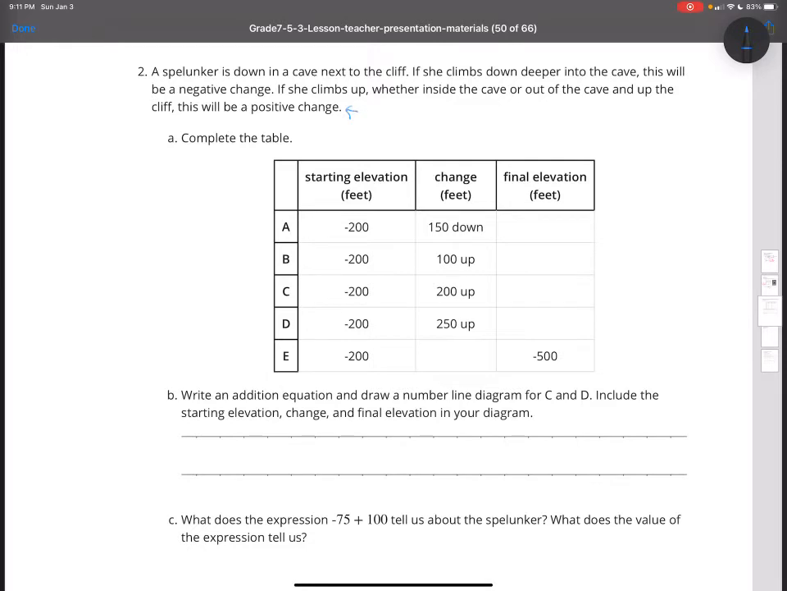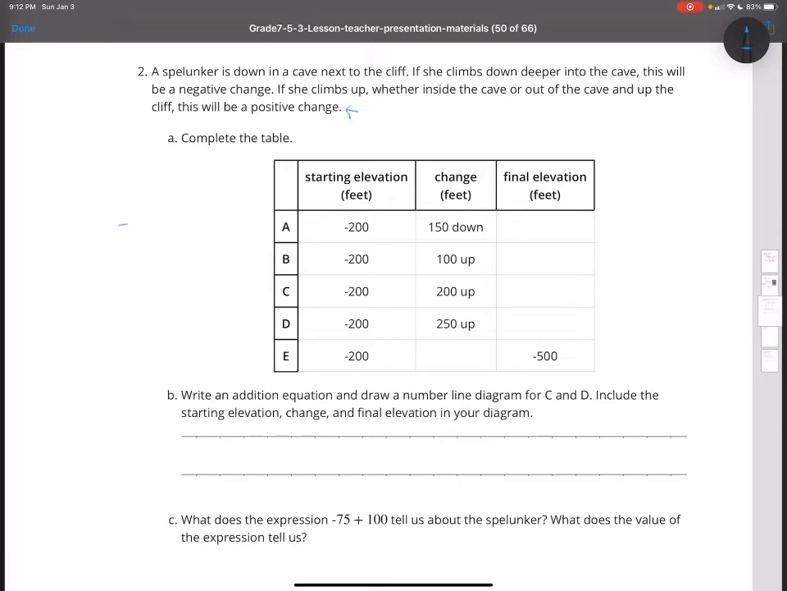So, in part A, it's asking you to complete the table, all right? So, look at her elevation. She's already starting at negative 200, all right? And then the change for the first one is 150 feet down. Now, just like I said, in unit 5, lesson 2, we discussed how to add negative numbers with the same sign.